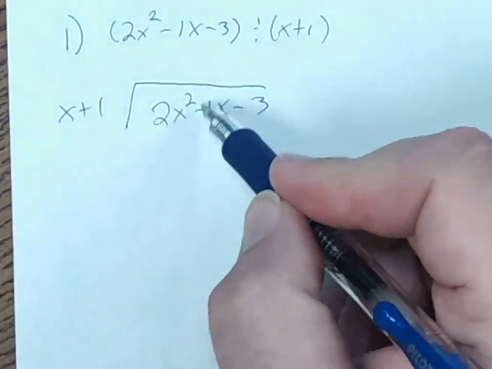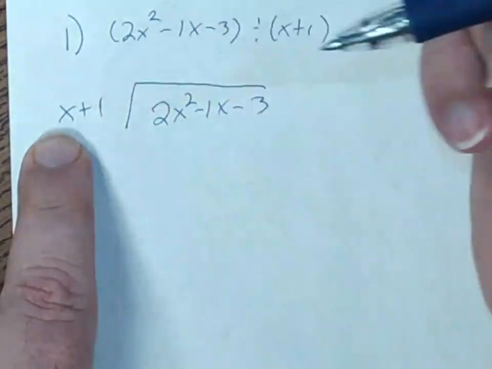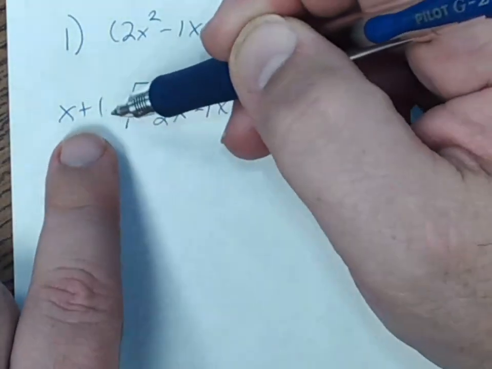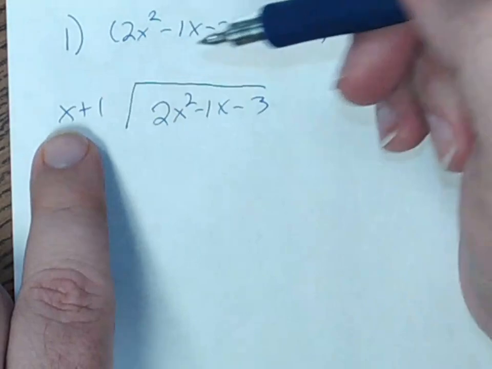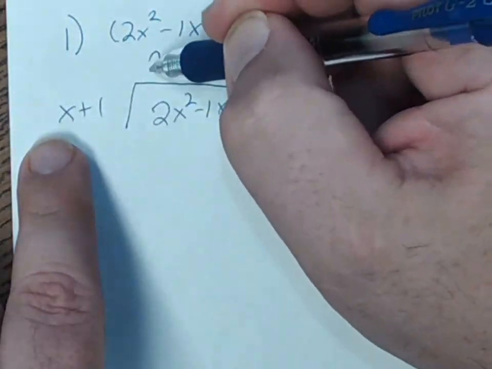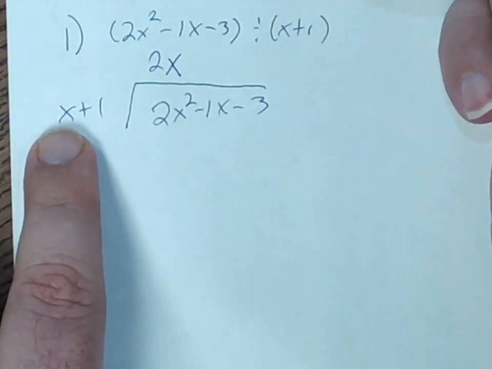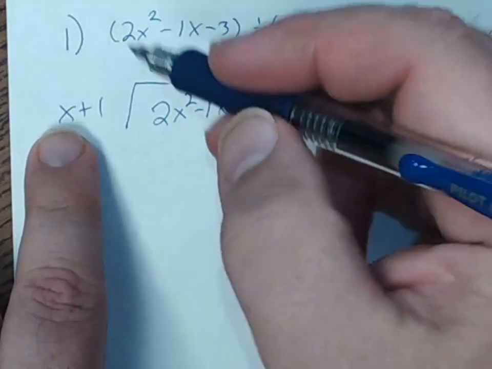So you take this first term here and you divide it by the first term here. So what's 2x squared divided by x? Or if you will, 1x. 2 divided by 1 is 2, and x squared divided by x is x. That's step 1. Step 2, you multiply.